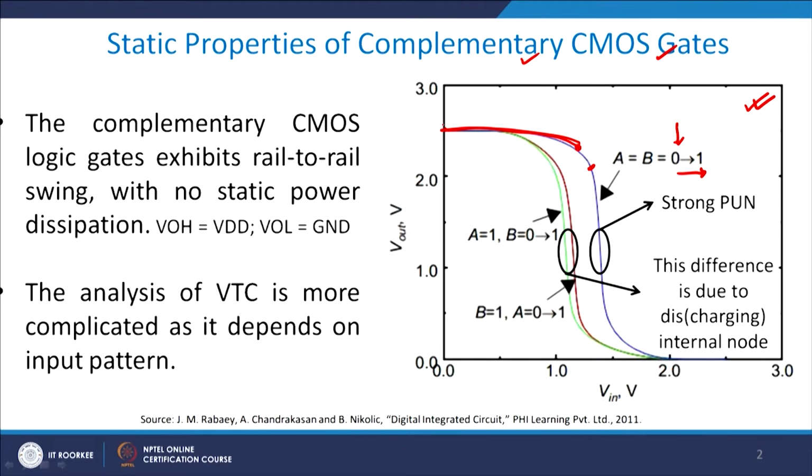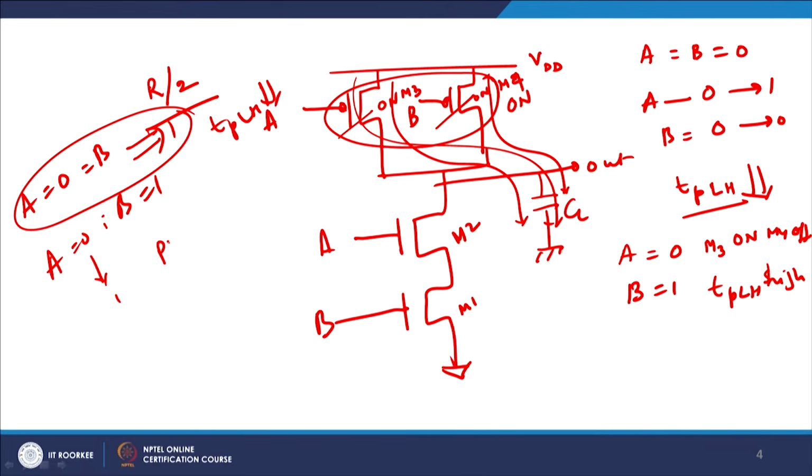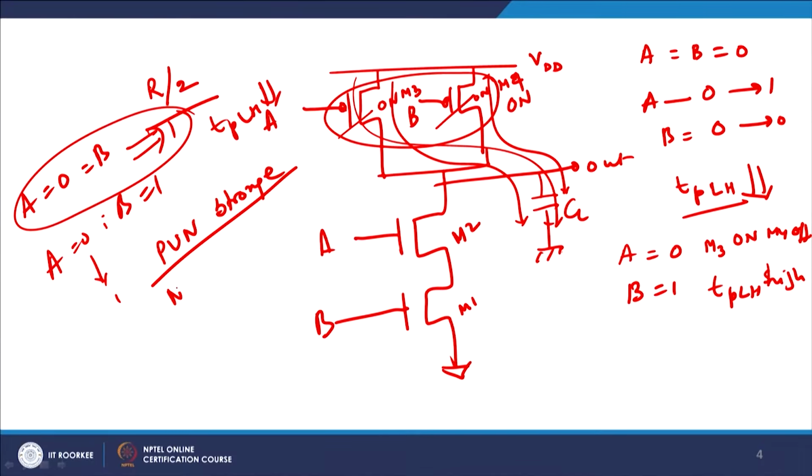So when your pull up network is strong, when your PUN is strong, then you allow the output voltage to stay latched to VDD for a longer period of time, and therefore your NMH, which is the high noise margin, is also very high in this case.